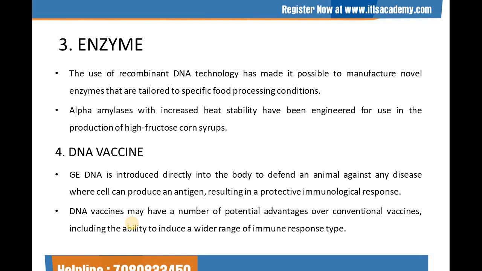Fourth one is the DNA vaccines. Genetically engineered DNA is introduced directly into the body to defend an animal against disease, where the cell can produce an antigen, resulting in a protective immunological response. DNA vaccines may have a number of potential advantages over conventional vaccines, including the ability to induce a wider range of immune response types.